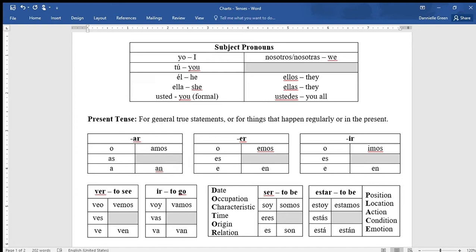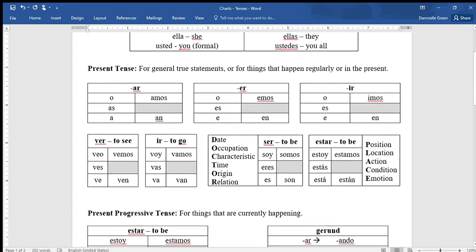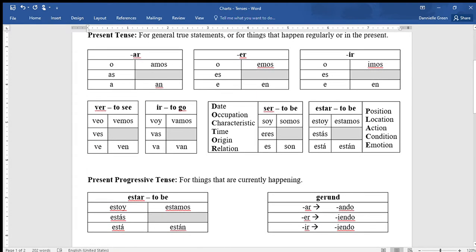Now, when we look at the present tense, we have to remind ourselves that this is not necessarily for things that are happening specifically in the moment. For that, we use the present progressive tense. The present progressive tense has two components. We use the verb estar, and then we use what's called a gerund, which is the ing form of a word.